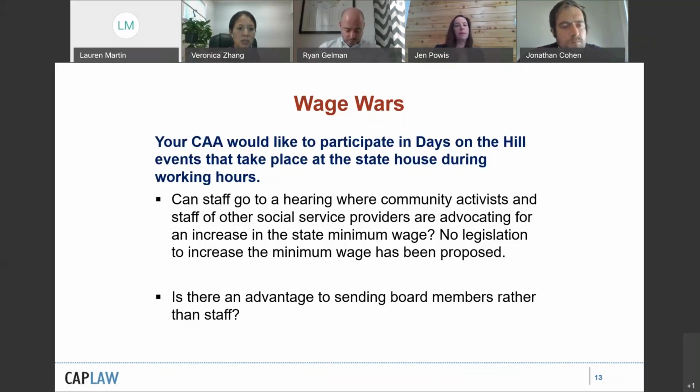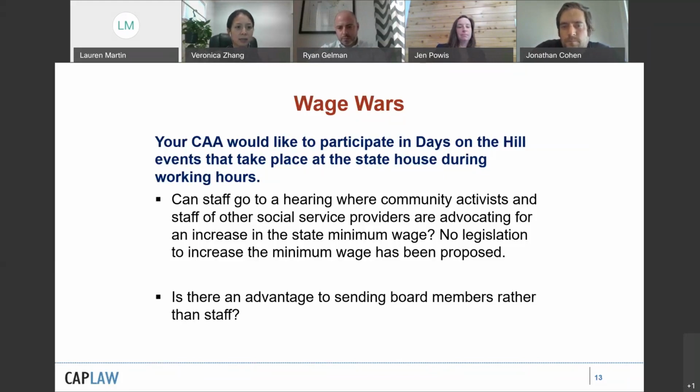And so the question is, can staff go to a hearing where community activists and staff of other social service providers are advocating for an increase in the state minimum wage? And here we're tipping our hat a little bit by saying no legislation to increase the minimum wage has been proposed. So remember, just because there isn't legislation formally on the table doesn't necessarily mean it's not lobbying, because you can be lobbying for the enactment of new legislation.